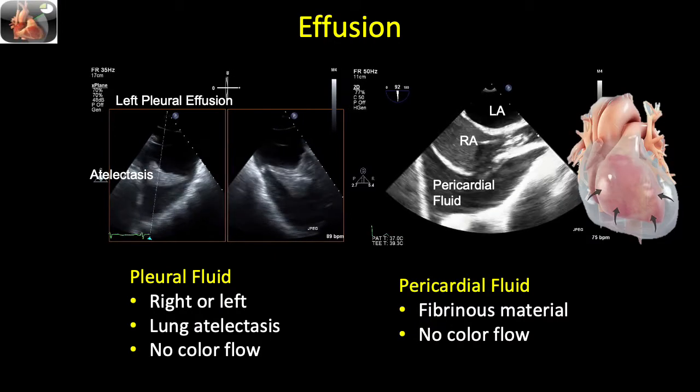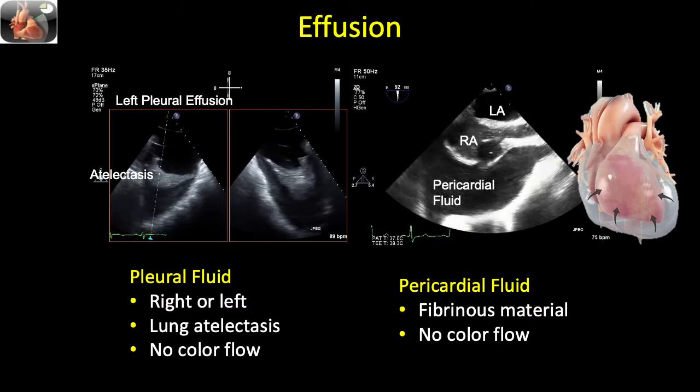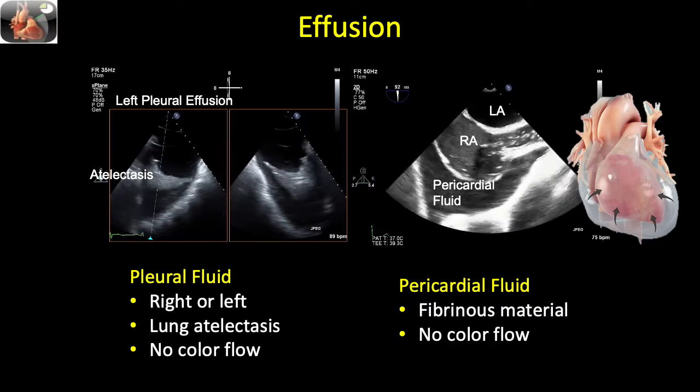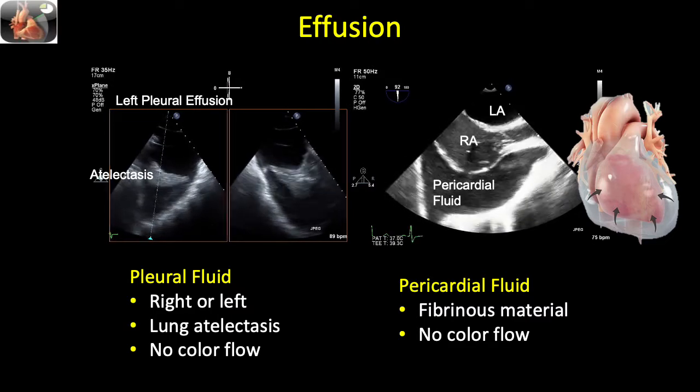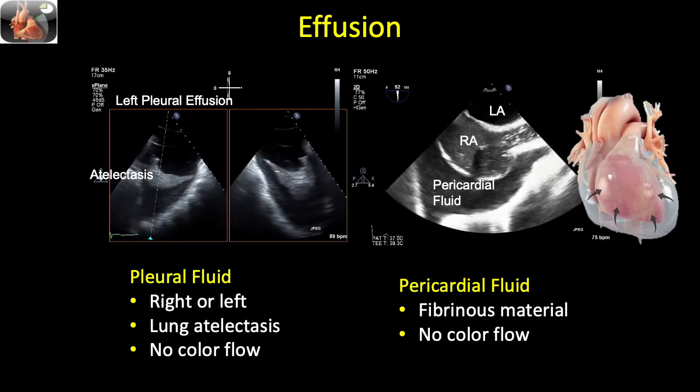Pericardial fluid surrounds the heart and may compress chambers. It may also contain fibrinous material, and again, no color flow should be demonstrated in an echolucent space.